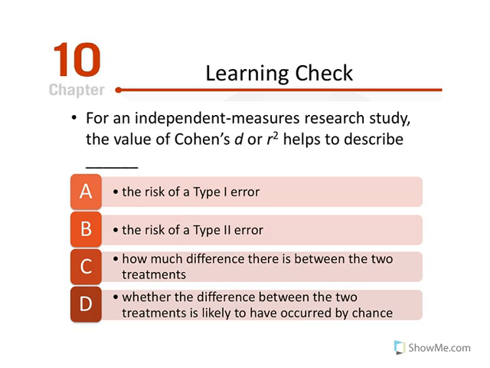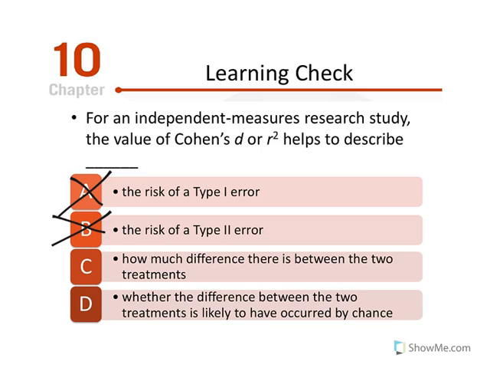And in the past, when I presented Cohen's d and R squared, I indicated that those measures of effect can help illuminate if we have, in fact, engaged in one of these two types of errors. But it does not describe the risk of a type 1 or type 2 error. So these two would not be accurate.